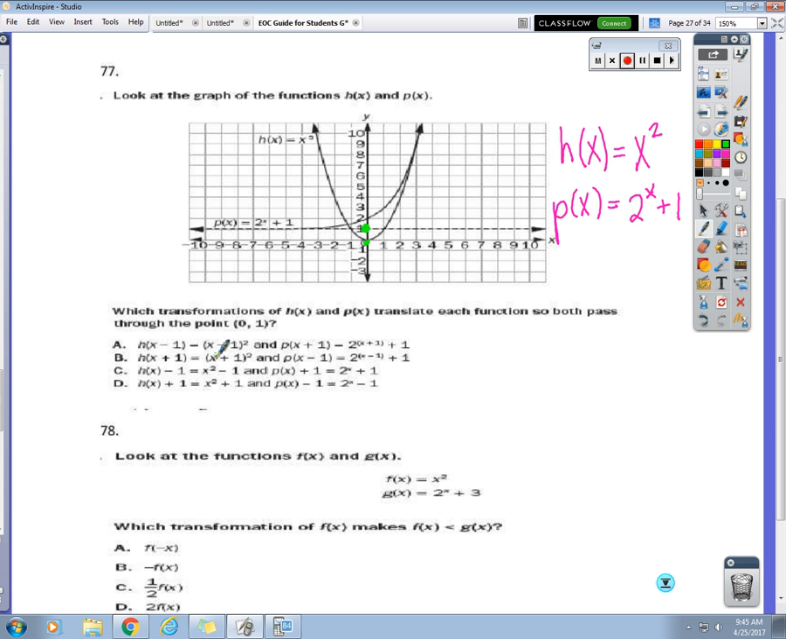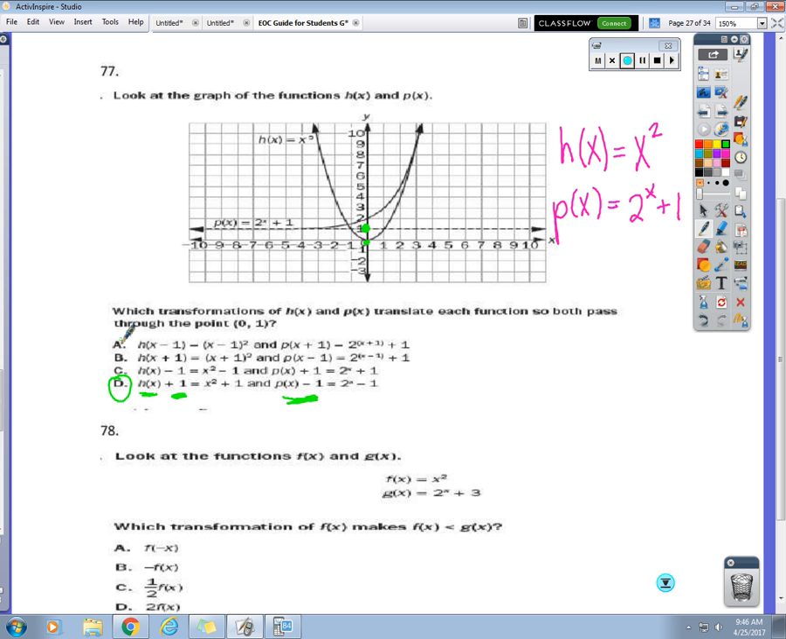Okay, so look down here. Wouldn't we want the h of x function to go up 1? And then to get the p of x function to come down 1 unit, wouldn't we want it to come down 1? So it's D. Does that make sense now? That's pretty easy if you just think about it.